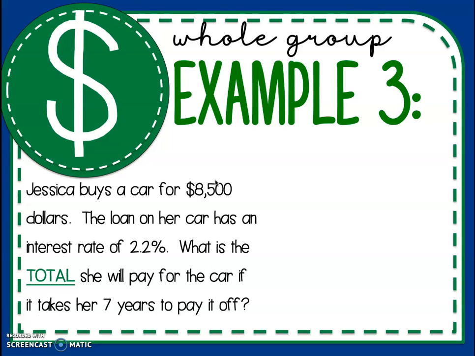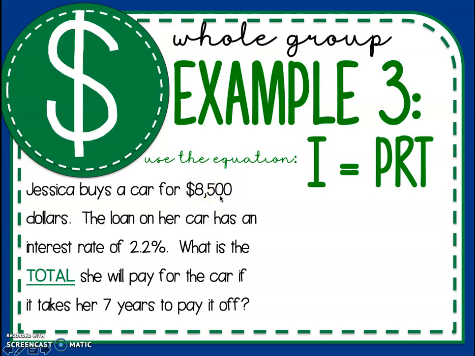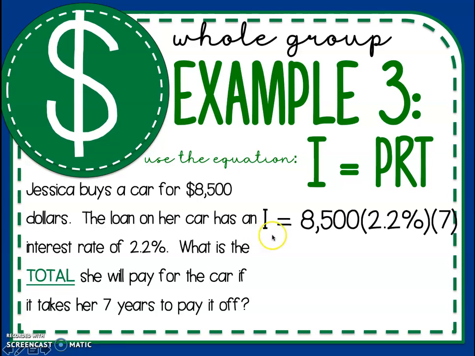Okay, a lot of people miss these because they just find the interest and then they think they're done. But be careful, if it says total, you've got to add it on to the original or the principal amount that was borrowed. Okay, so first use your equation. I equals PRT, interest equals principal times rate times time. Okay, our I is going to stay an I because we don't know how much interest it is.